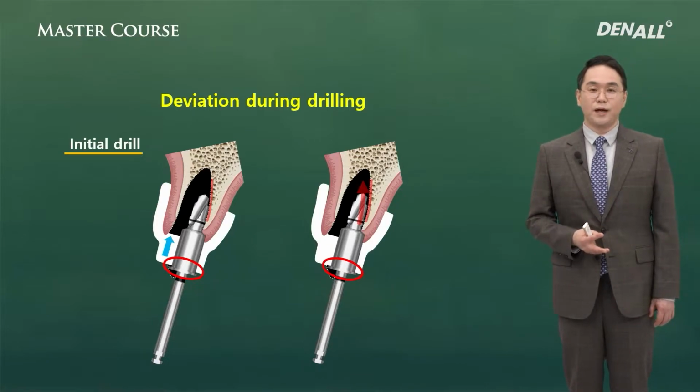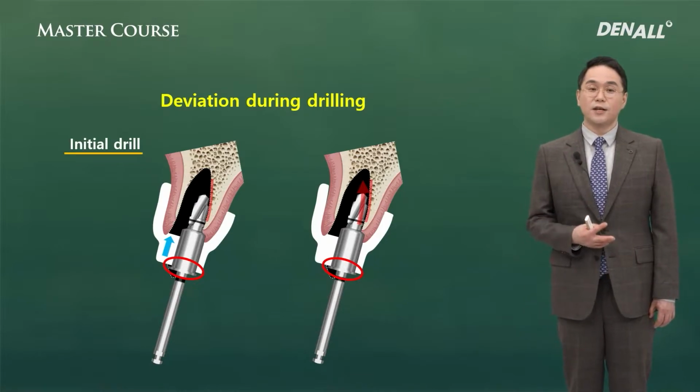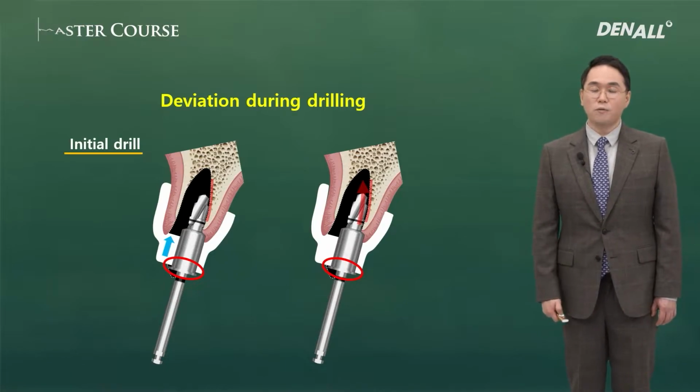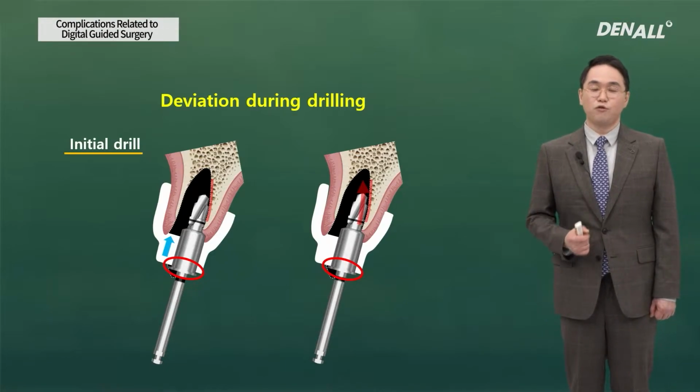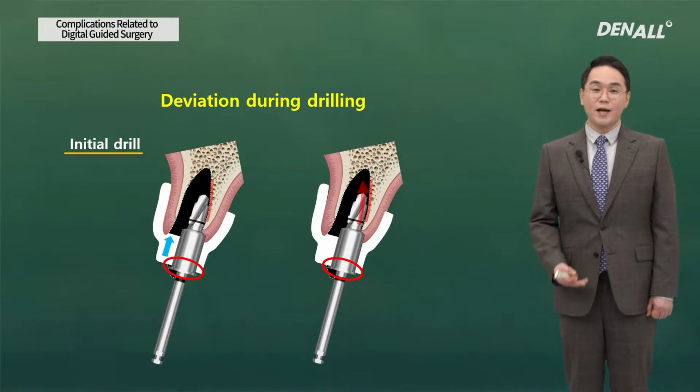In the case of upper or lower anterior, if the cortical bone on the palatal or lingual side is thick and the initial drill cannot progress, you cannot press it with excessive force. How will we overcome this? There's no side cutting drill within One Guide kit.